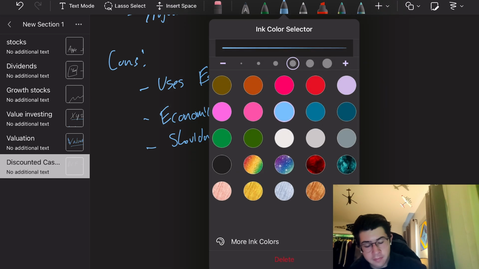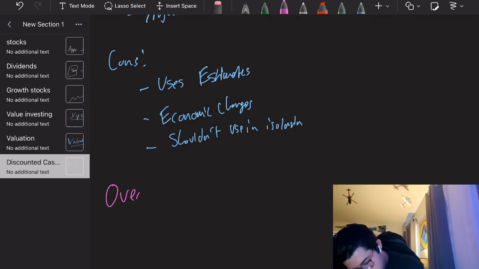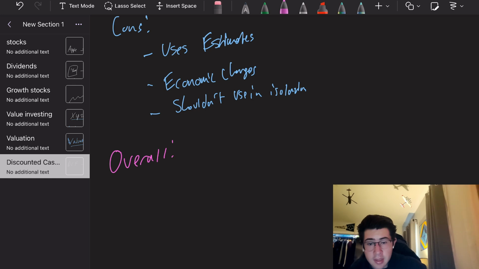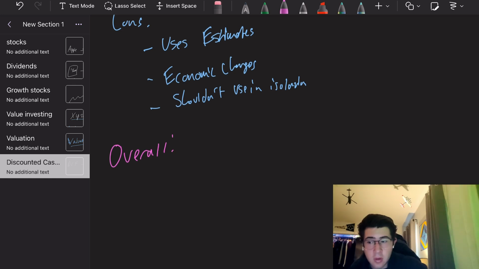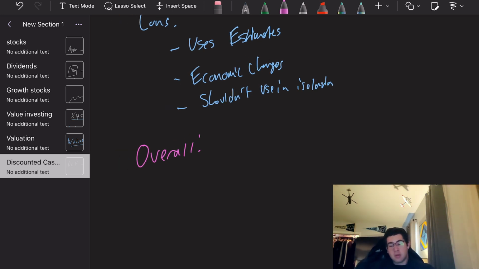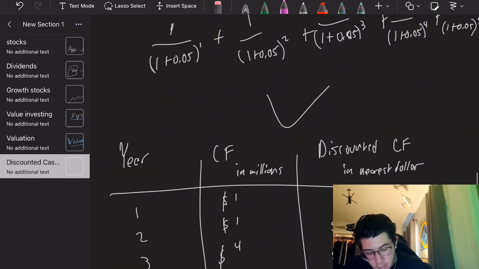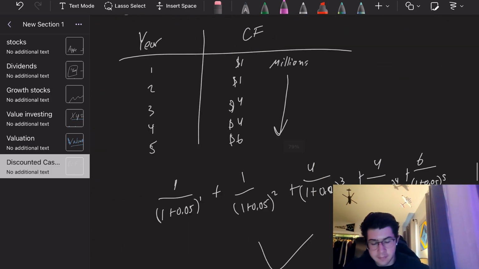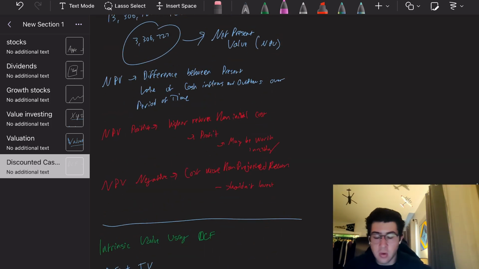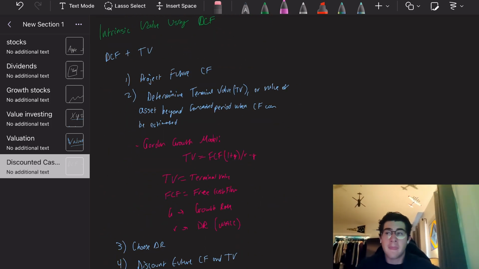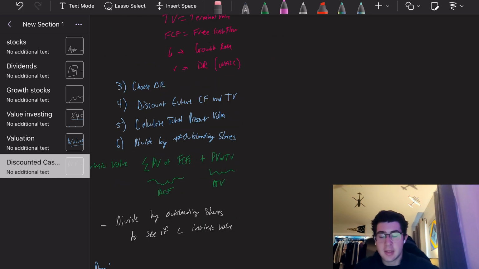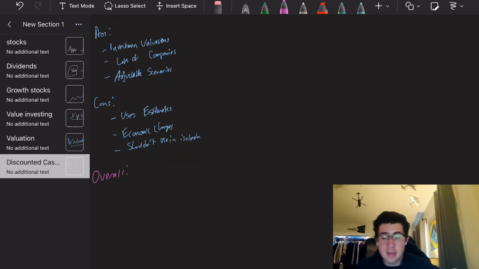So what's our overall? The DCF model is one of the most popular, and it's a very good way to calculate a company's intrinsic value per share, or to give you an estimate if the investment is worthwhile or not. You could either use the formula that gives you a net present value, or the formula that gives you the intrinsic value to determine whether you should invest or not. But yeah, that's essentially what a discounted cash flow is.